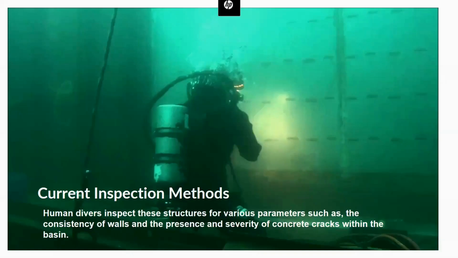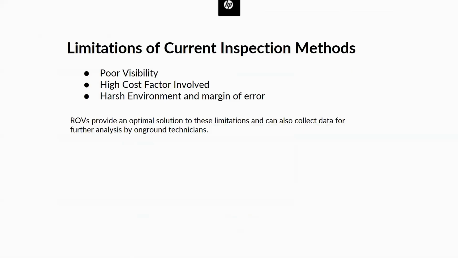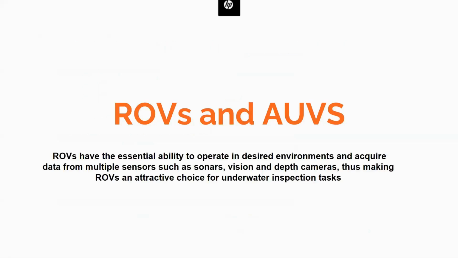So currently, the inspection methods involve a human diver that goes down and inspects that basin for how well reinforced the concrete is, how the cracks are forming, or when it needs a repair. So the limitation is, of course, there's poor visibility for the diver, there's a high cost factor involved, there's a harsh environment, and of course, there's a margin of error. So ROVs are an optimal solution to these limitations, and can also collect data for further analysis.